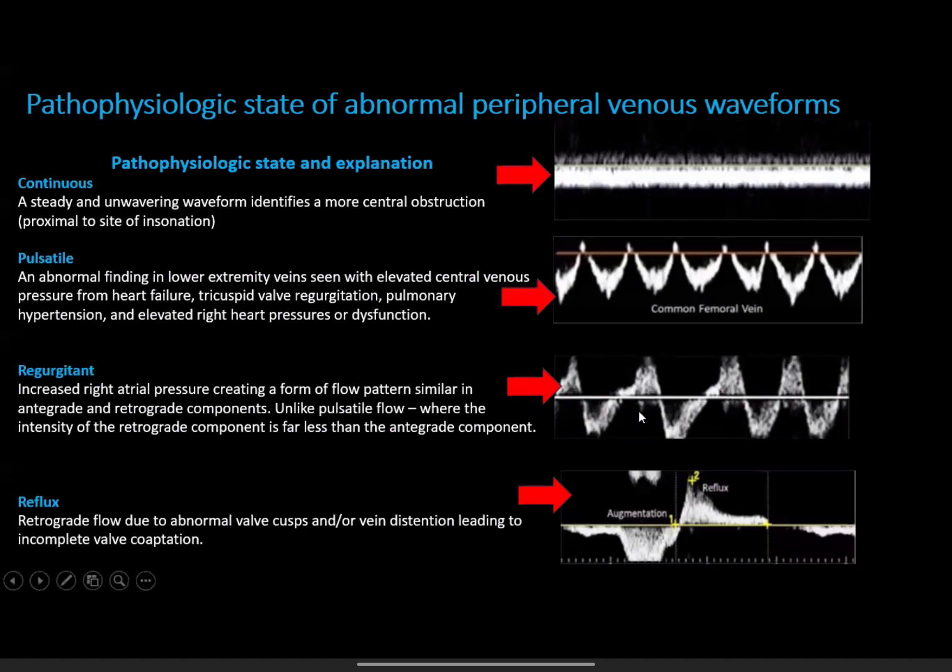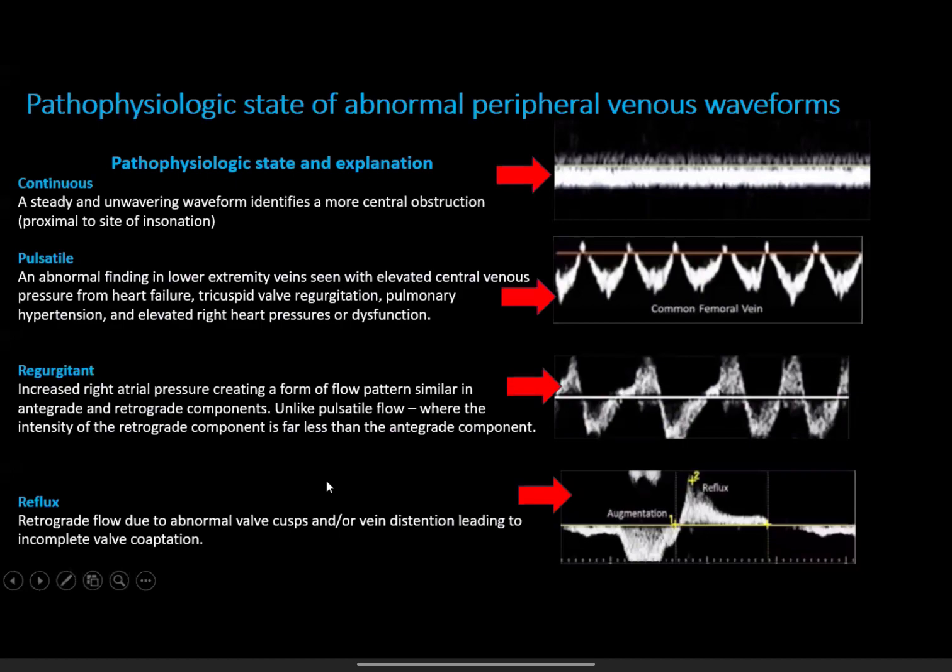Now, regurgitant flow is again seen in situations where there is an increase in the right atrial pressure, creating a flow pattern with similar antegrade and retrograde components. Unlike pulsatile flow, where the intensity of the retrograde component is far less than the antegrade component. Now, reflux is because of an abnormality of the valve.